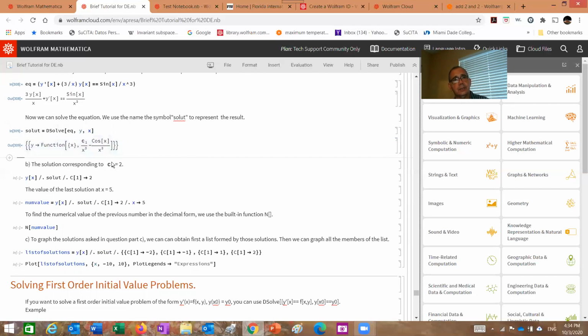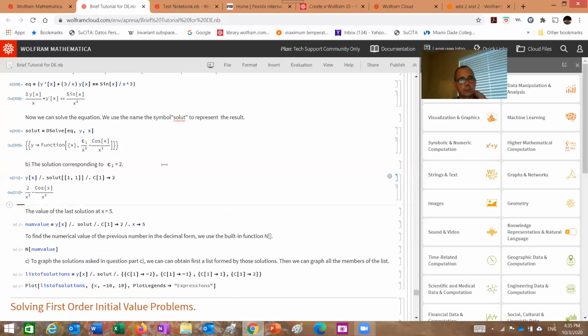And then we can find the solution corresponding to C1 equals 2. How can we do it? We can calculate y of x by using this rule of substitution. But remember, you don't want to see the braces. You can put here [[1, 1]], because in that way you're going to see only the part which is inside the two pairs of braces, and then you evaluate at C1 when the C1 is replaced by 2. So you get this expression.